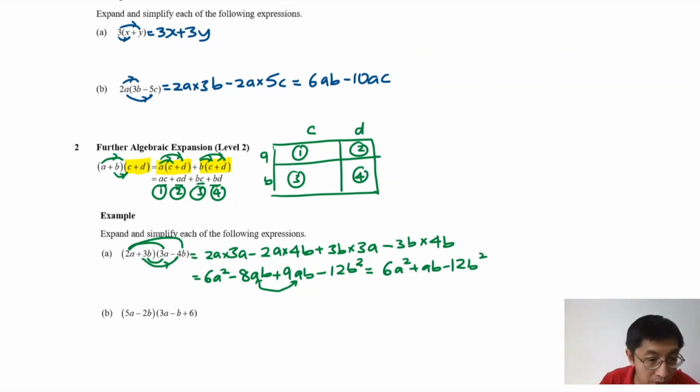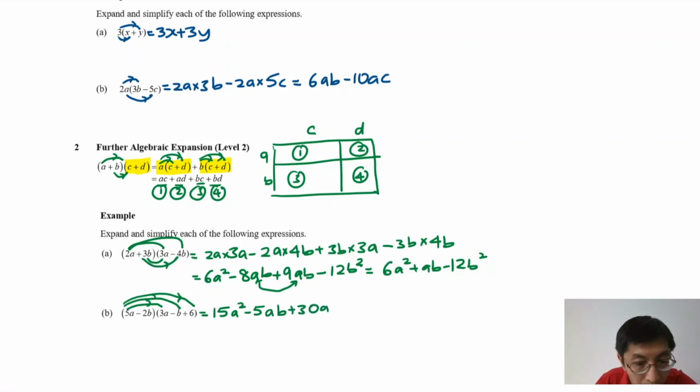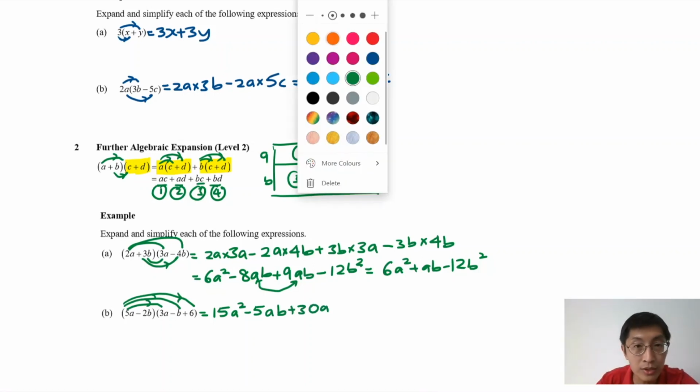Okay, so part B deals with slightly more complicated looking terms. Now you are multiplying a difference of two terms with a sum of three terms. Okay, but the same logic applies. You just do it systematically from left to right. So starting from 5a, I'll just expand out one by one. This will give me 15a squared - 5ab + 30a. Okay, that accounts for the first expansion.